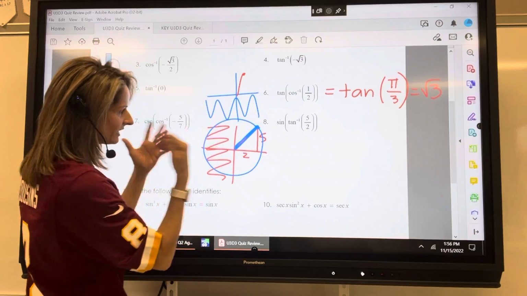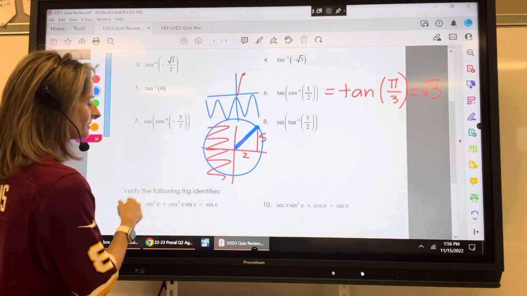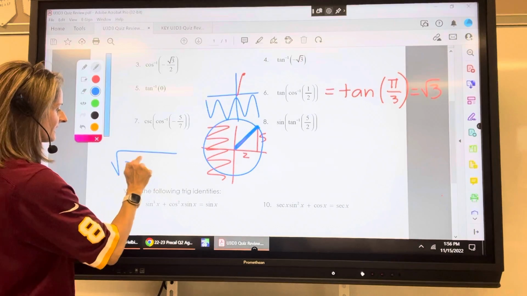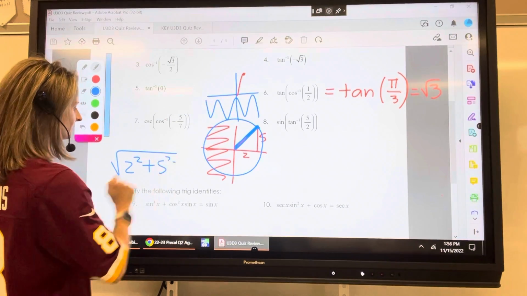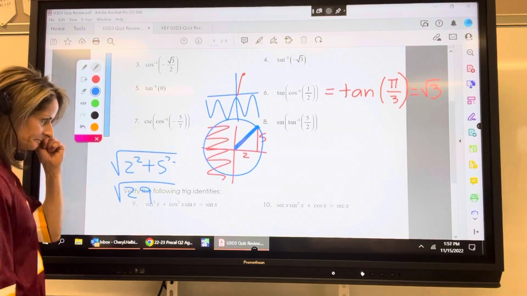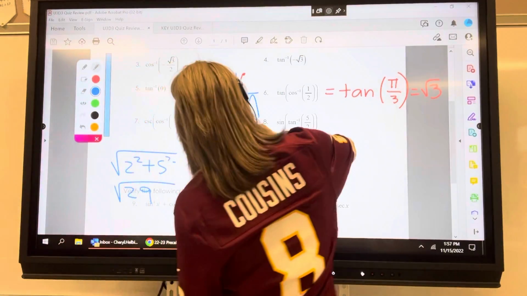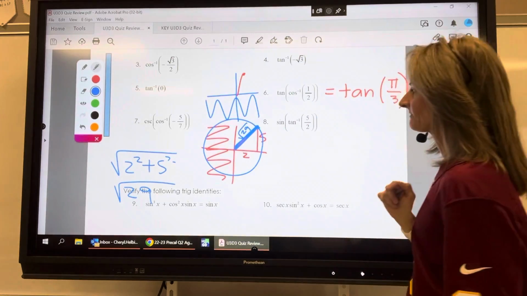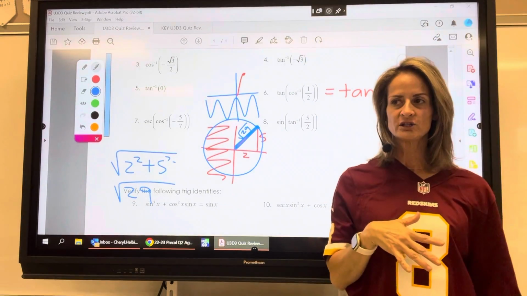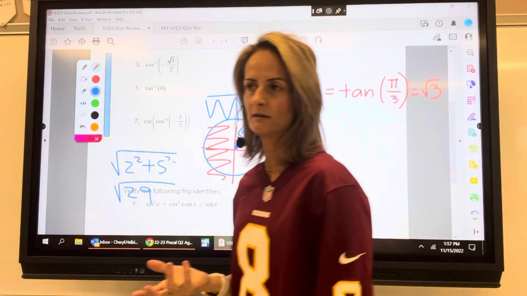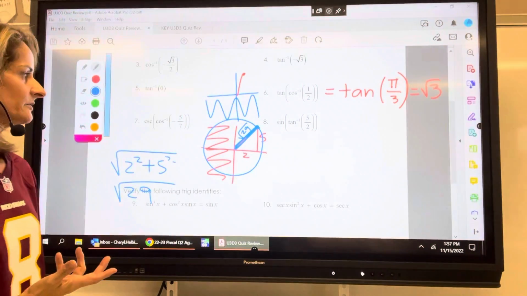So let's find the radius. We Pythagorean theorem it, and you don't have to go through this if you know how to do this. 2 squared, a squared plus b squared equals c squared. So that's 4 plus 25, 29. So the radius is root 29. Does anyone have any questions on how to make the triangle? Making that triangle is the hardest part, I think, in the previous unit and also in this unit.